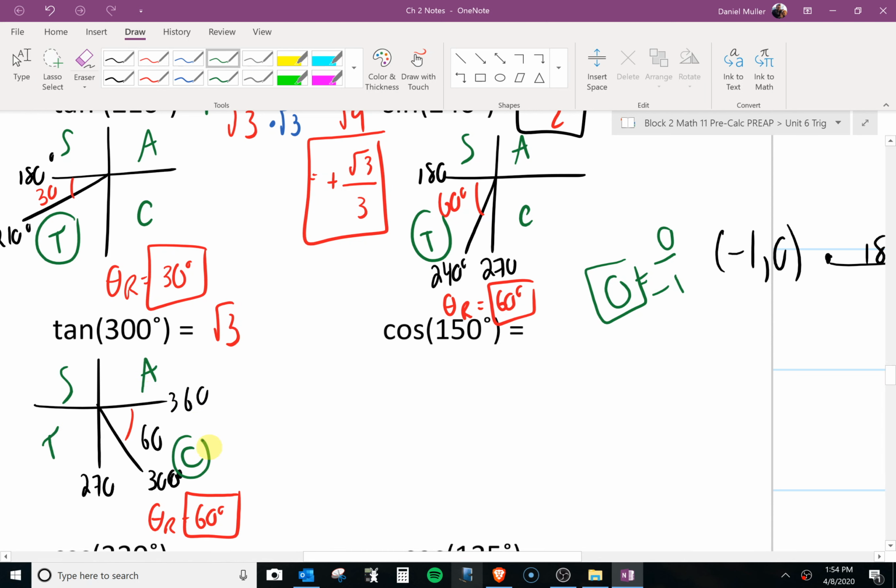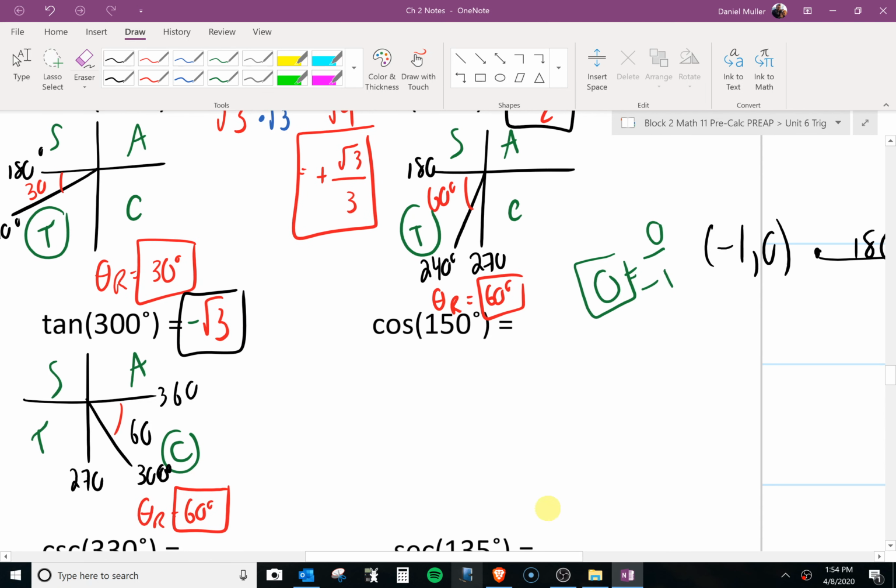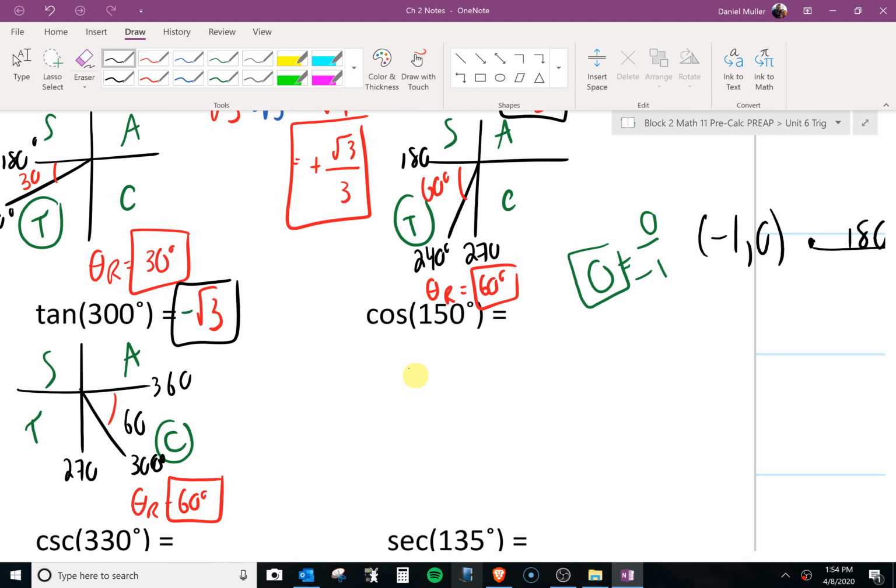C-A-S-T. I am in the C. Do I have a cosine? No, I do not. Okay, cosine is the only thing that's positive, but I have a tan, unfortunately, so I am going to be negative. Guess it's not really unfortunate, but whatever.